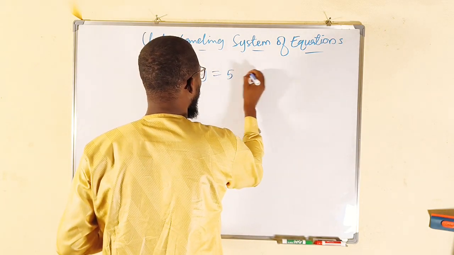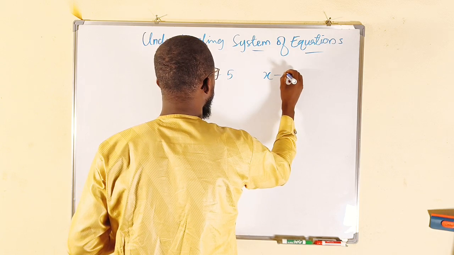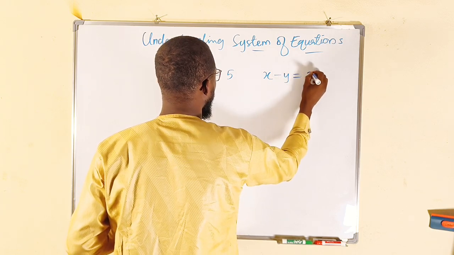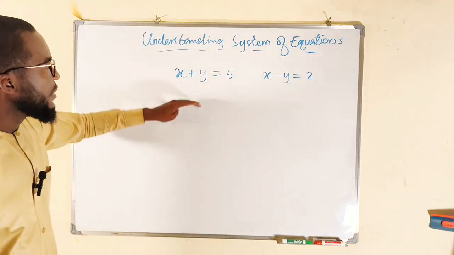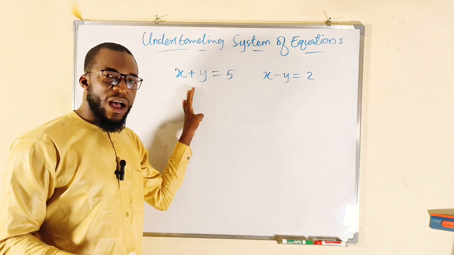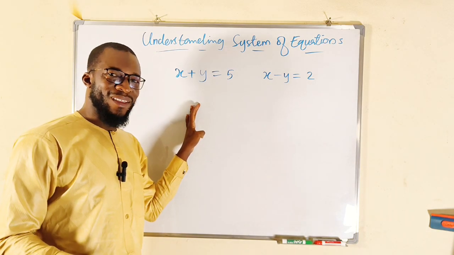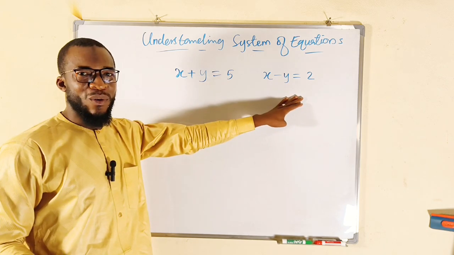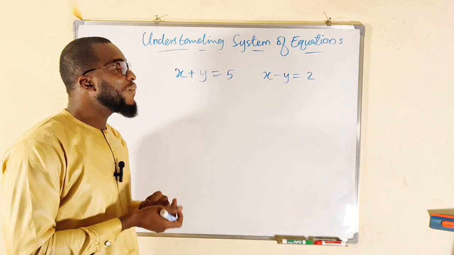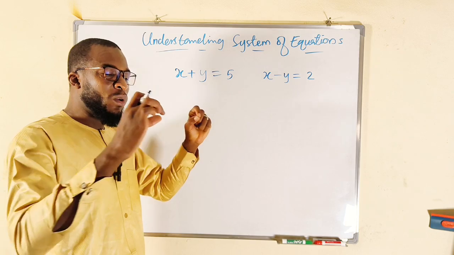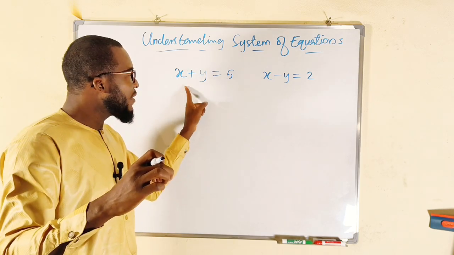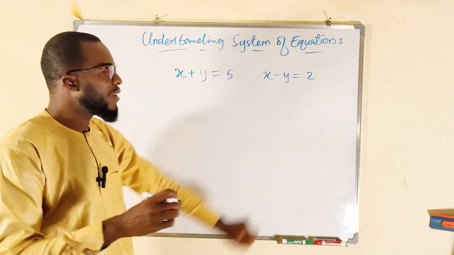Let me say this is equal to 5x minus y should be equal to 2, for example. If you consider this one separately, it has infinitely many solutions. Likewise, the other one. But in a system of equations, we only need that single pair that will work on this at the same time as the other.